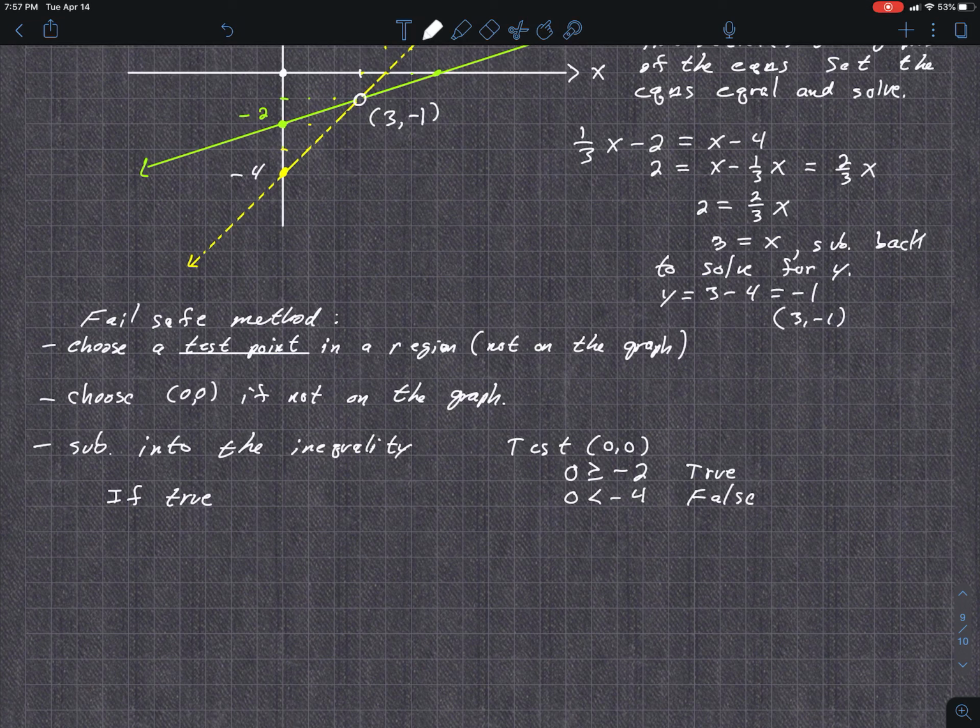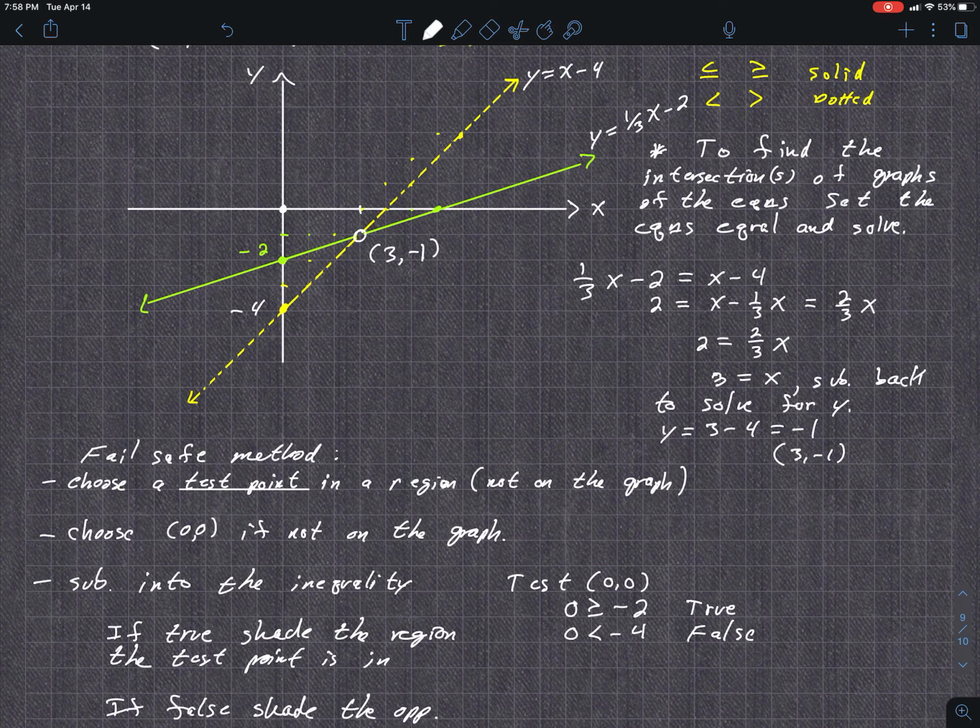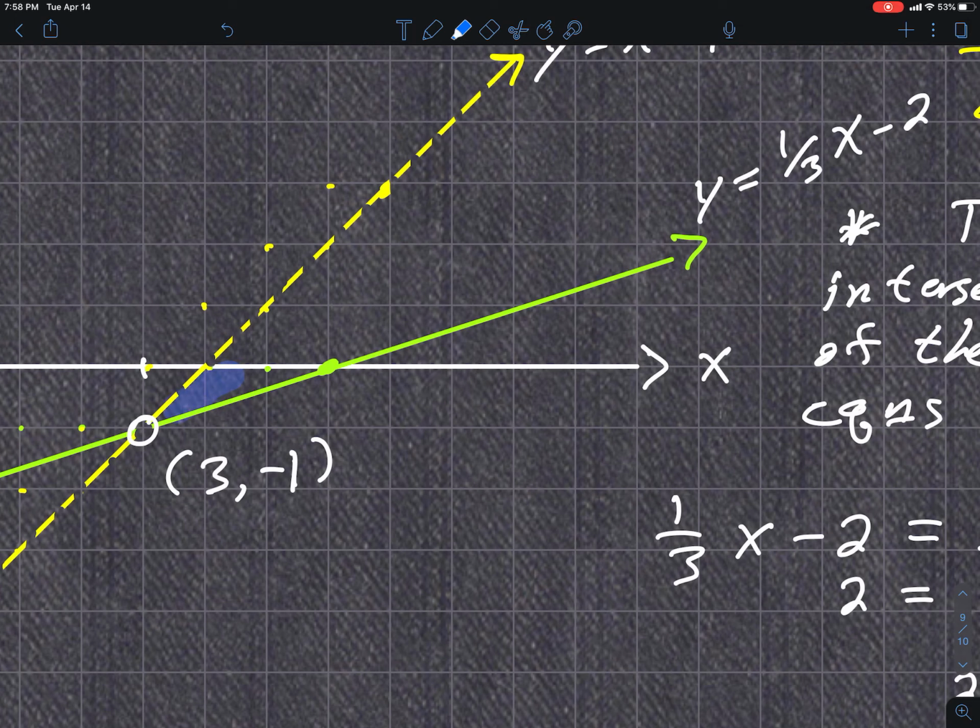Okay, so I have that statement here too. So if true, shade that region. Shade the region the test point is in. If false, shade the opposite. So shade the opposite region. Okay, so what you get is the overlapping region, and I'll just go ahead and shade it here.